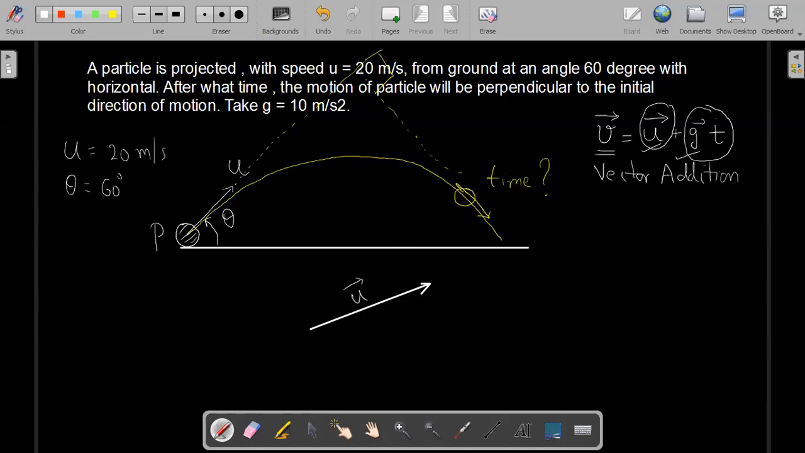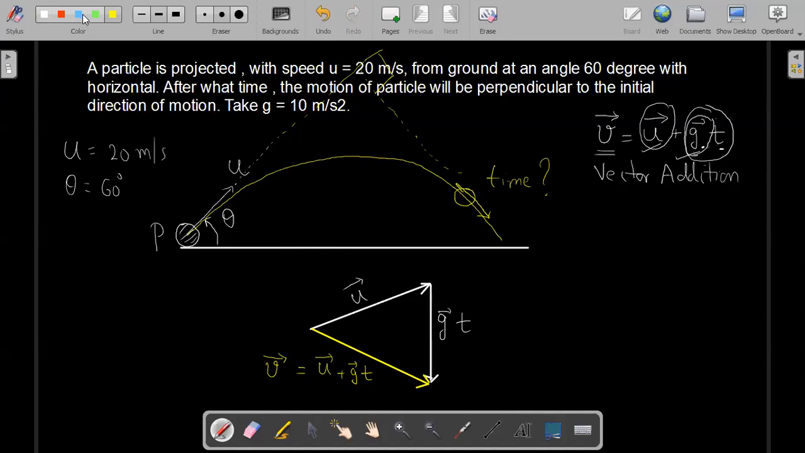Then I will add the vector g into t, which will be in the same direction as gravity, because time t is a scalar quantity. So vector g into t will be in the direction of gravity g, which is downward. So you will plot g into t in the downward direction. This is the second vector, which is vector g multiplied by t. And according to the triangle law of vector sum, you can draw another vector which represents u vector plus g vector times t, which according to the equation of kinematics represents the final velocity.